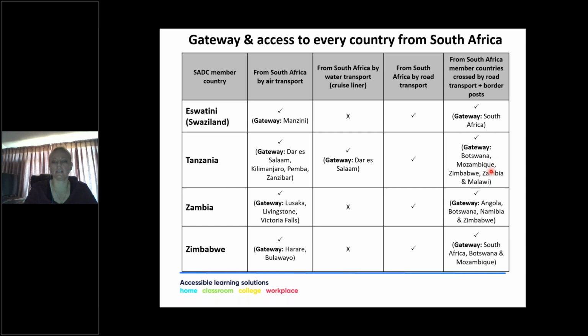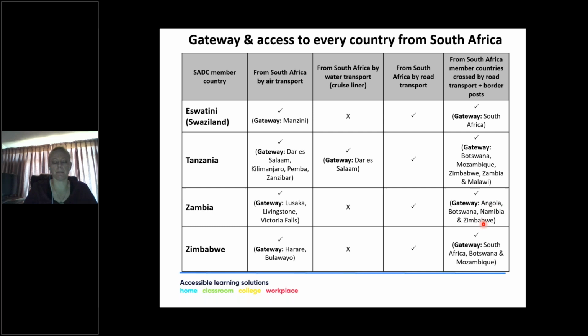Then if you look at Zambia, the gateways for air transport will be Lusaka and Livingstone, the waterfalls. You can't reach it via water transport, but you can travel via road transport. And the gateways then will be Angola, Botswana, Namibia, and Zimbabwe.